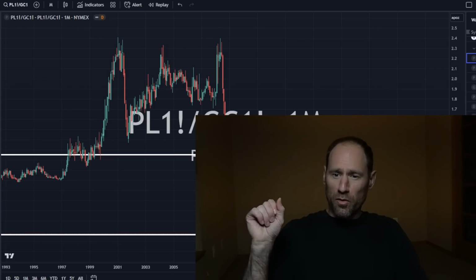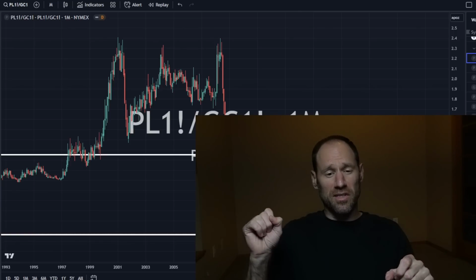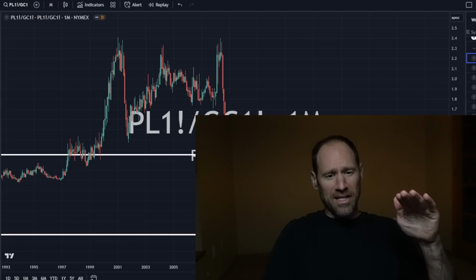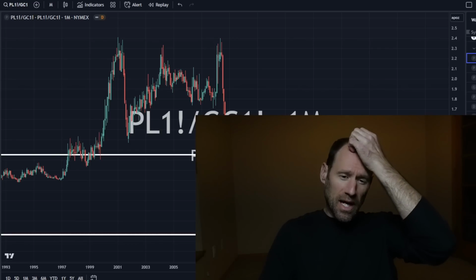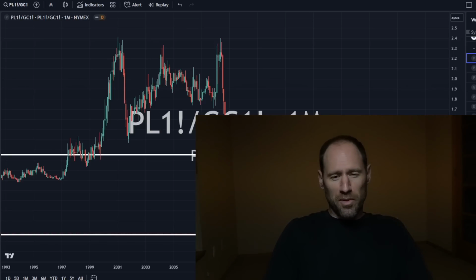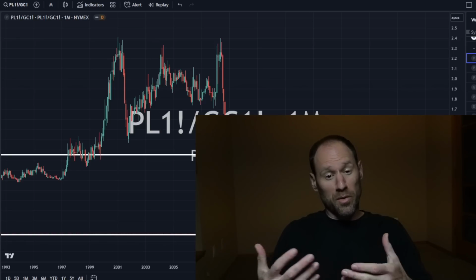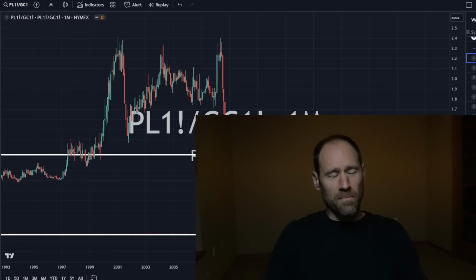Today we're going to go through a bunch of different ratios. I haven't done this in a while. A ratio is an asset priced against another asset, so it's an asset divided by the other asset, compared to history. What this tells us is a couple of things. It tells us what's expensive and what's cheap, depending on where the ratio is compared to history.